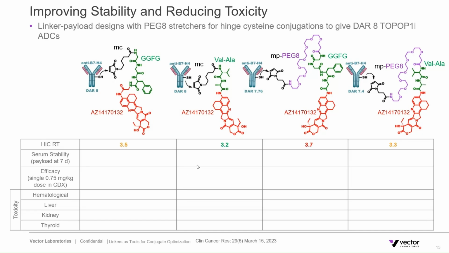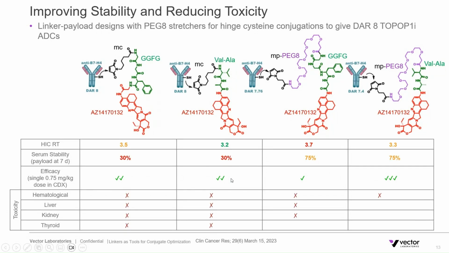So the least hydrophobic, at least by HIC, is the second from the left. The most stable conjugates are the 2 on the right. So linker payload deconjugation via retro-Michael and stabilization via ring opening are kind of competing reactions. So you do get some linker payload loss with all of these. However, it's minimized with the MP PEG-8. When evaluated for efficacy, the MP PEG-8 GGFG is the least efficacious, although it's difficult to differentiate the other 2.